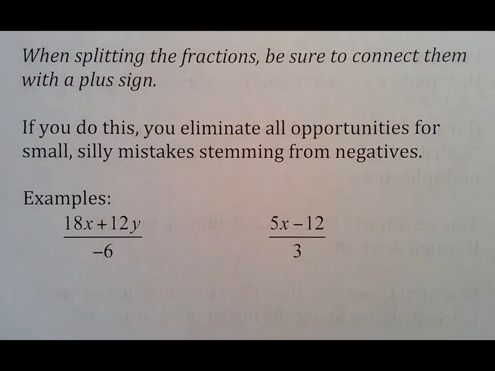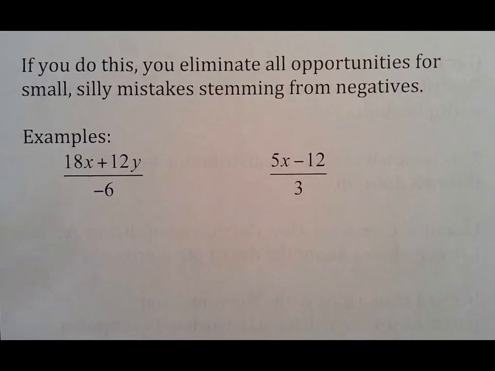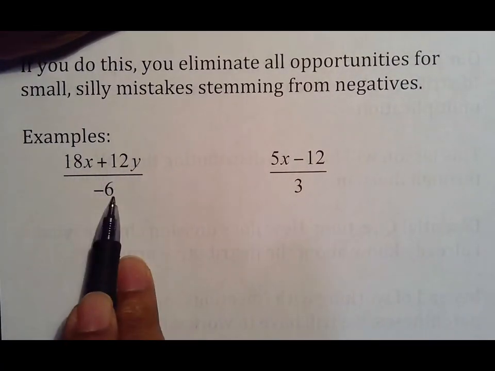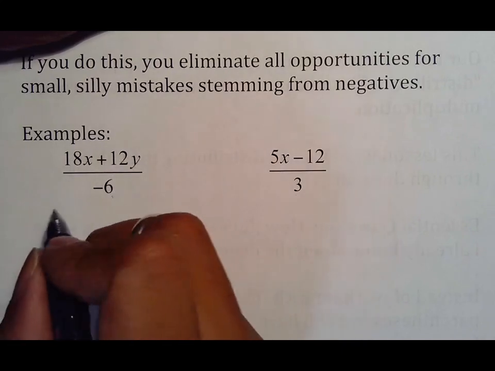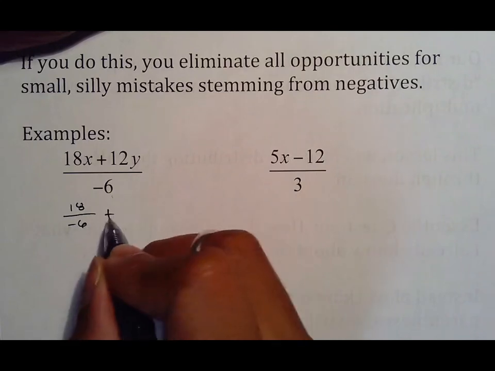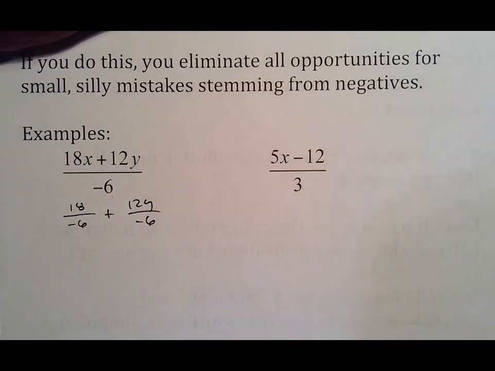If you do this, you eliminate all opportunities for small, silly mistakes stemming from negatives. So, what I am going to say is, this is pretty much two numbers being divided by negative 6. And so the first thing you will do is separate this into two fractions by putting 18x over negative 6 plus, again, you have to use a plus, the other one, which is 12y over negative 6.